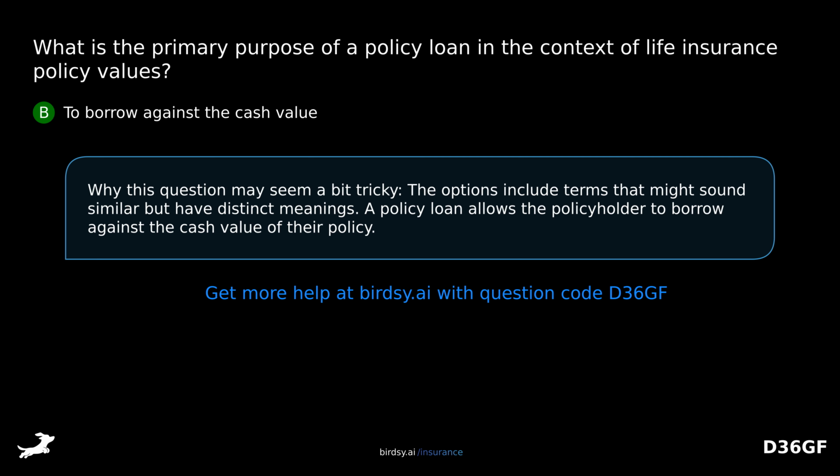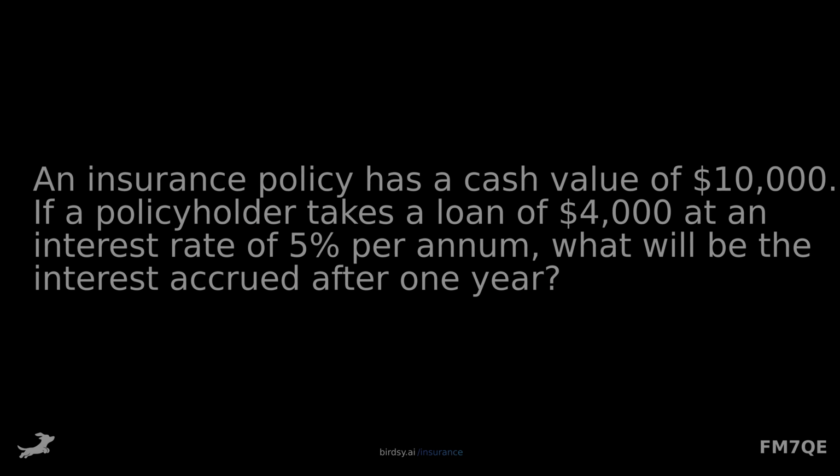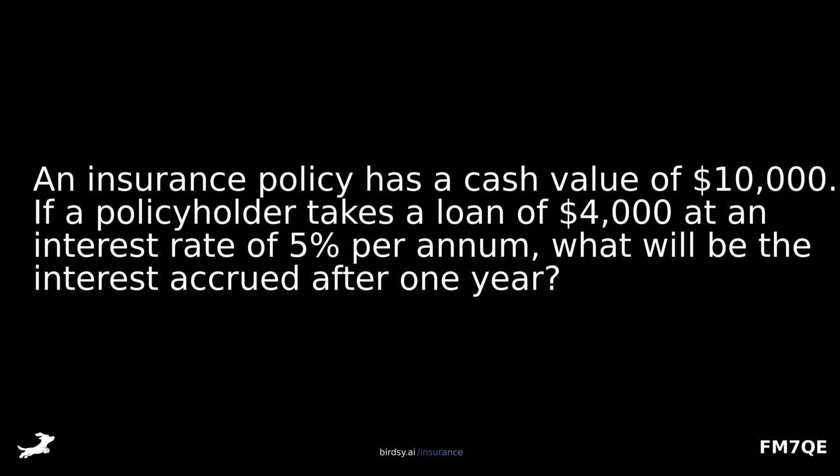Why this question may seem a bit tricky. The options include terms that might sound similar but have distinct meanings. A policy loan allows the policyholder to borrow against the cash value of their policy. An insurance policy has a cash value of $10,000. If a policyholder takes a loan of $4,000 at an interest rate of 5% per annum, what will be the interest accrued after 1 year?